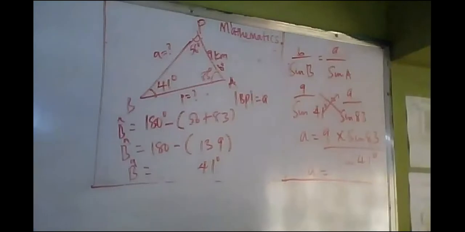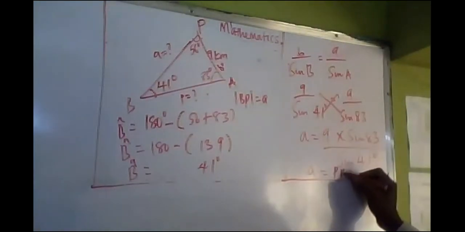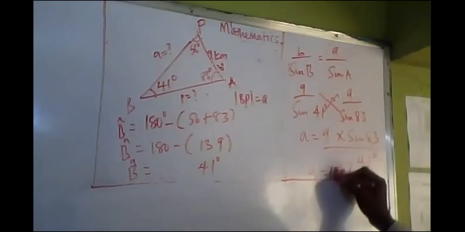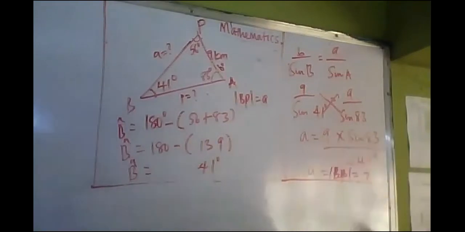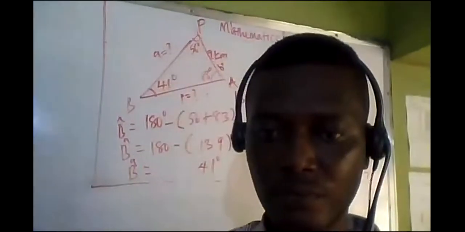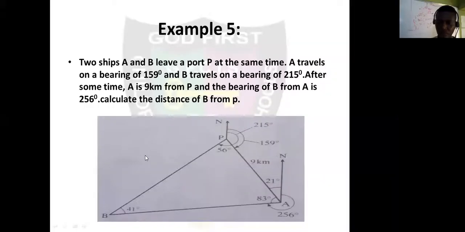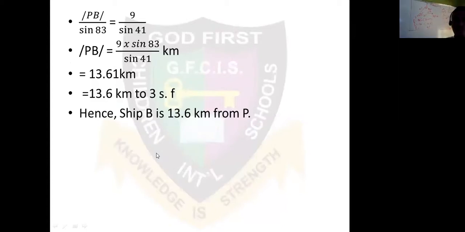So we get our answer. That's BP, or BP is equal to whatsoever the answer. Going back to the slide to see the answer. So we are going to get 13.61 kilometers. So P is 13.61 kilometers from B.